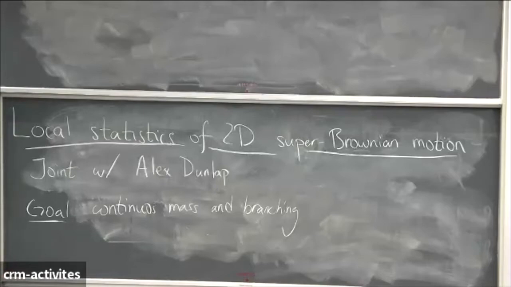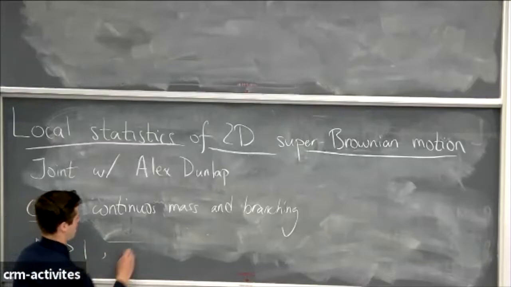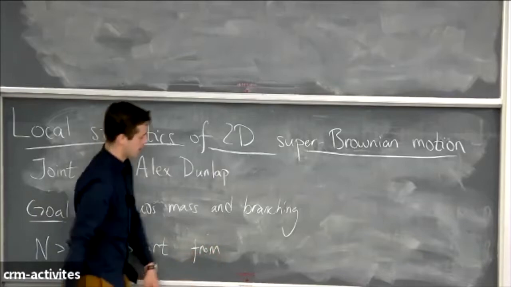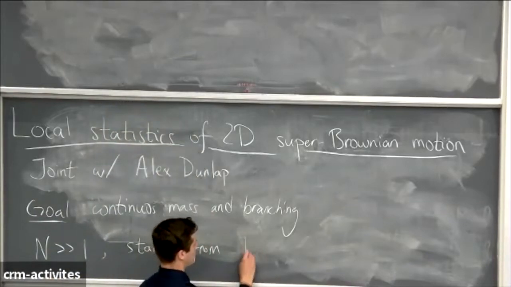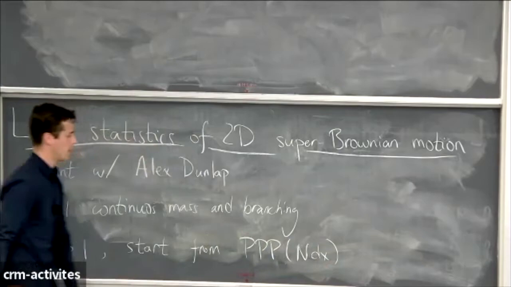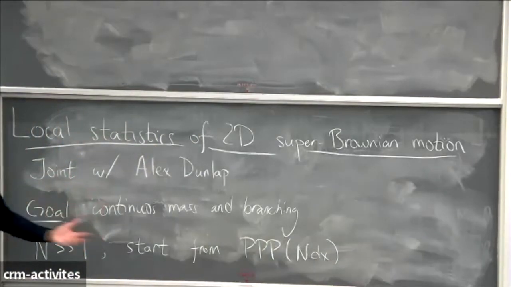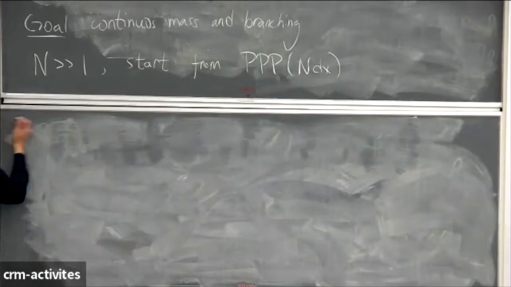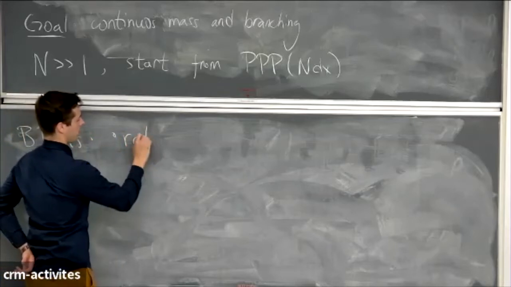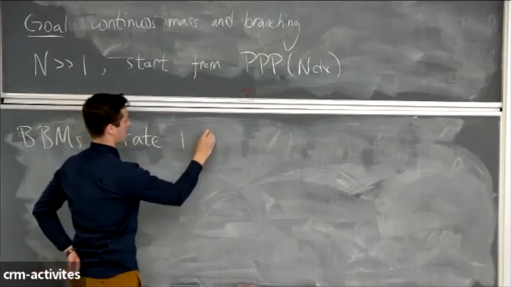So what will I do? I'll take some large parameter n, and I'll start a whole bunch of branching Brownian motions from, let's say, just for space stationarity, for simplicity, let me start it from a Poisson point process of density n with respect to Lebesgue measure. So I scatter a very high density of points across space at the beginning, and then I will allow these to run as independent BBMs. And so the parameters of my BBM will be as follows. I'll want rate 1 diffusion. So there will be no funny spatial scaling going on.